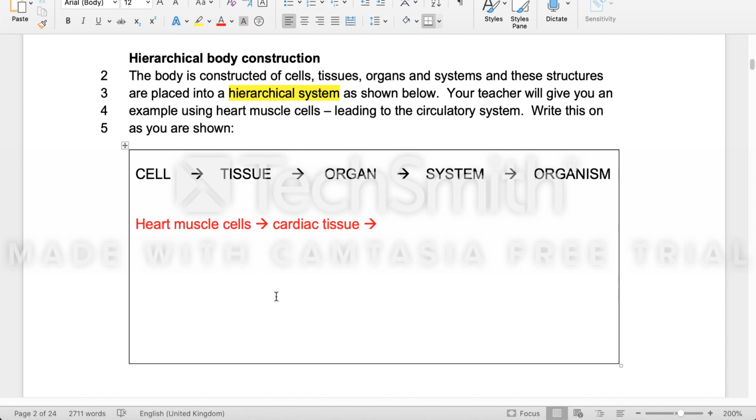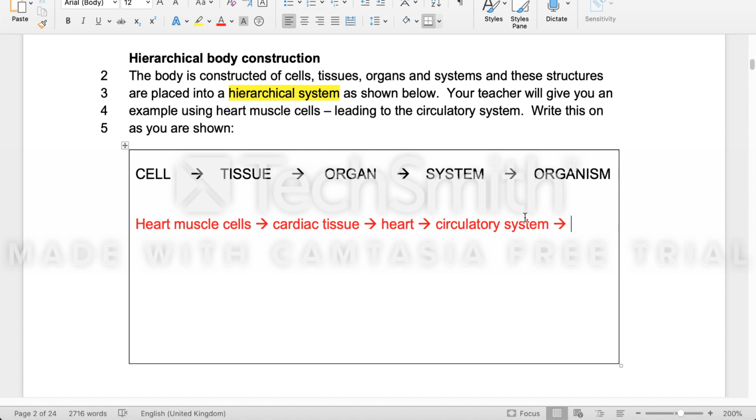And if you have a bunch of tissues together, you're going to create an organ. And when you think about heart muscle cells and cardiac tissue, the organ that we're talking about is your heart, okay? And the heart is part of a system. So notice how we're going up in size here, right? Cells are the smallest, and we get a little bit bigger into cardiac tissue, a little bit bigger into the heart, and then the system that the heart is in is going to be your circulatory system, okay? Your circulatory system.